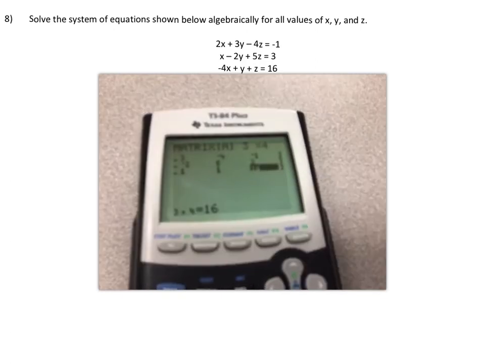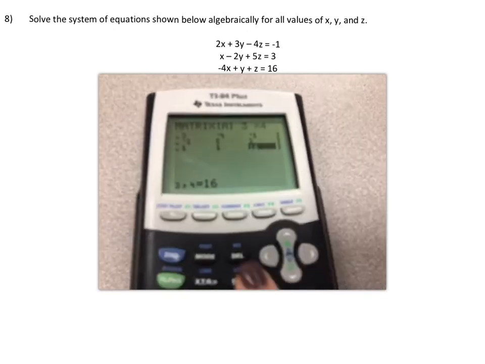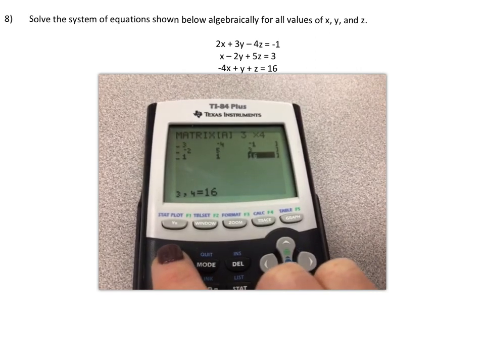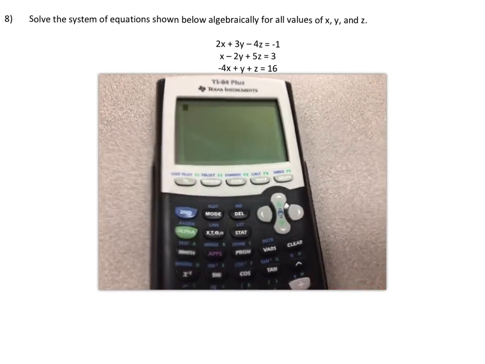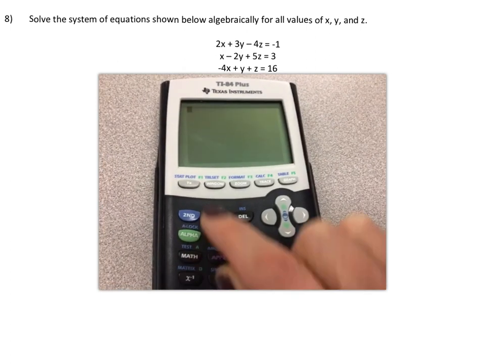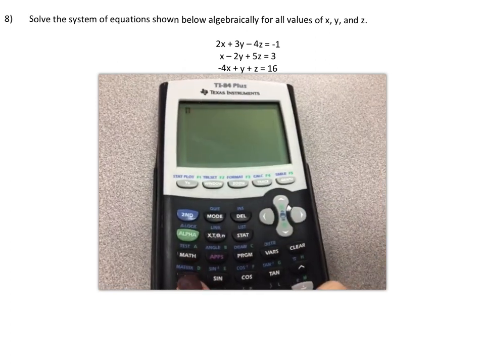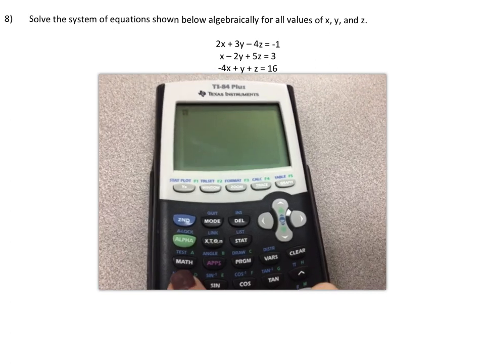Once we have that all in there, we want to clear out of our screen. See right here where it says quit? We're going to hit second mode and quit out of there. Now we go back into matrix again. See where it says matrix? So we hit second, and then the button that has the matrix above it.